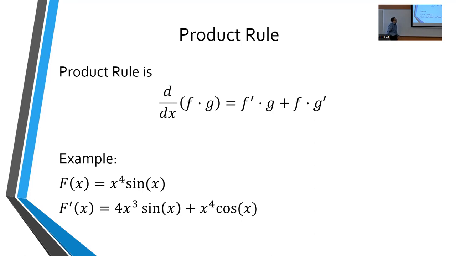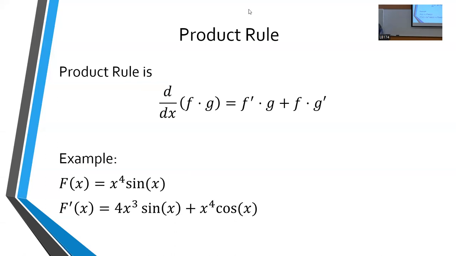So for instance, if I have a function that is x to the fourth times sine, I look at the x to the fourth and the sine as a product of two different functions, x to the fourth and then the sine. So I take the derivative of the x to the fourth, which is 4x to the third, times my normal sine. And then I add normal x to the fourth times the derivative of sine, which is cosine. So that's the product rule.